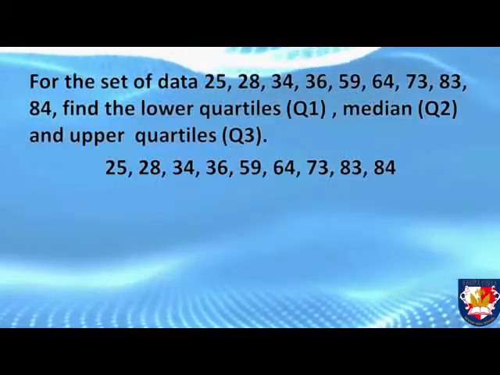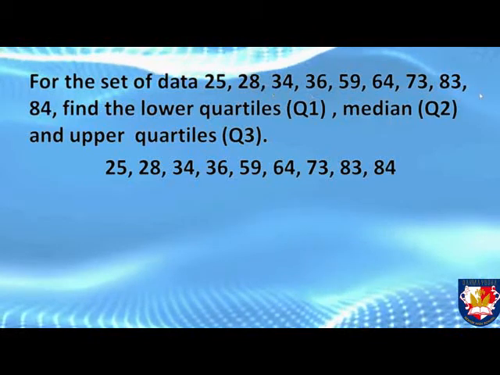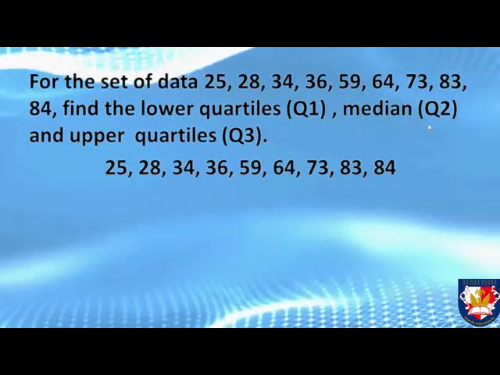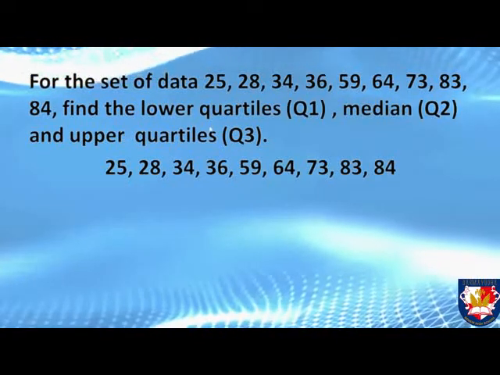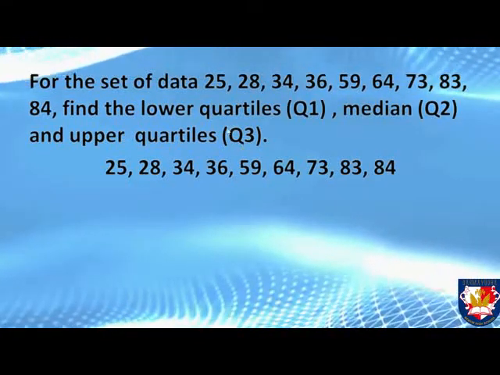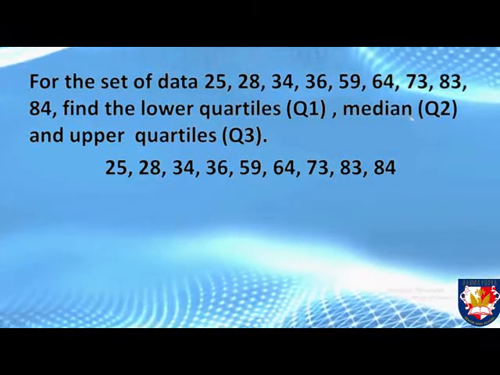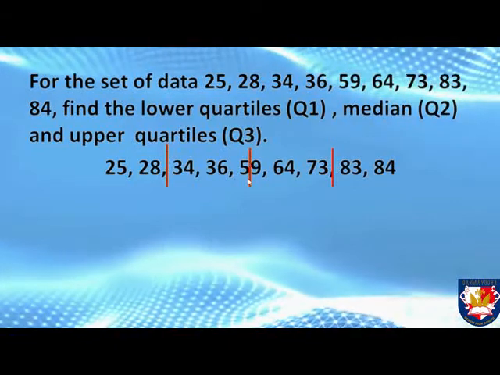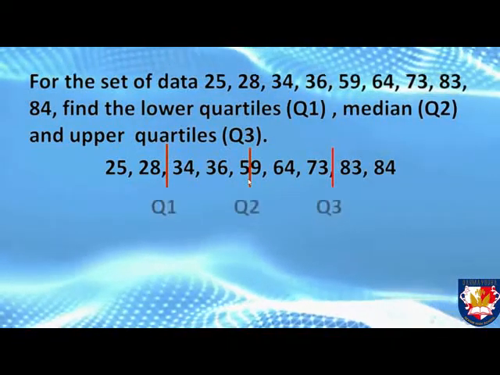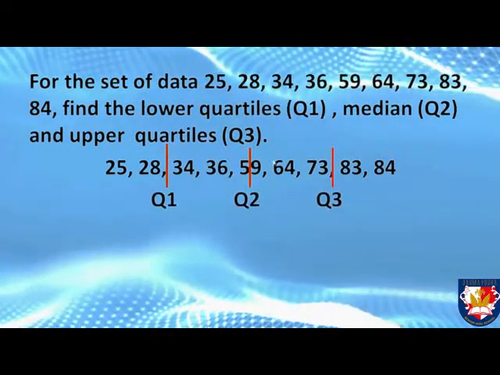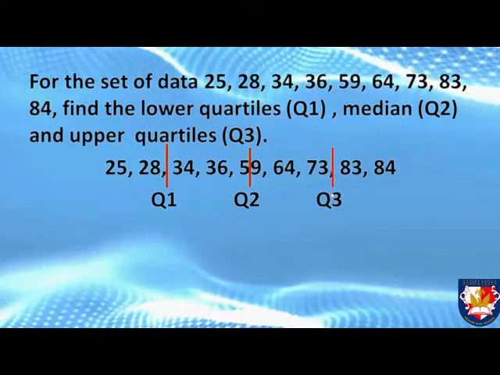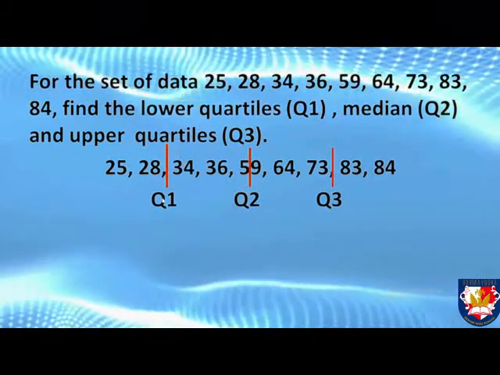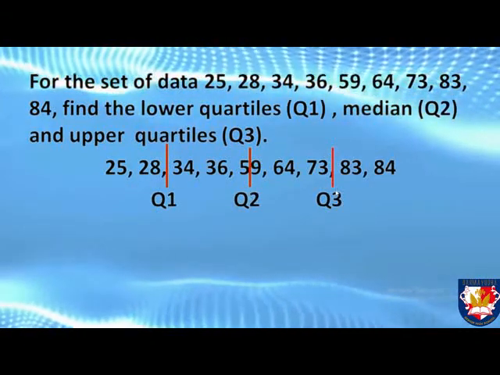For this set of data, as you can see, find the lower quartile or Q1, median or Q2, and upper quartile or Q3. As I taught in the video before, Q2 divides the data into two parts equally. Q1 divides the first half of data equally, and Q3 divides the second half of the data equally. So this is Q1, Q2, and Q3.